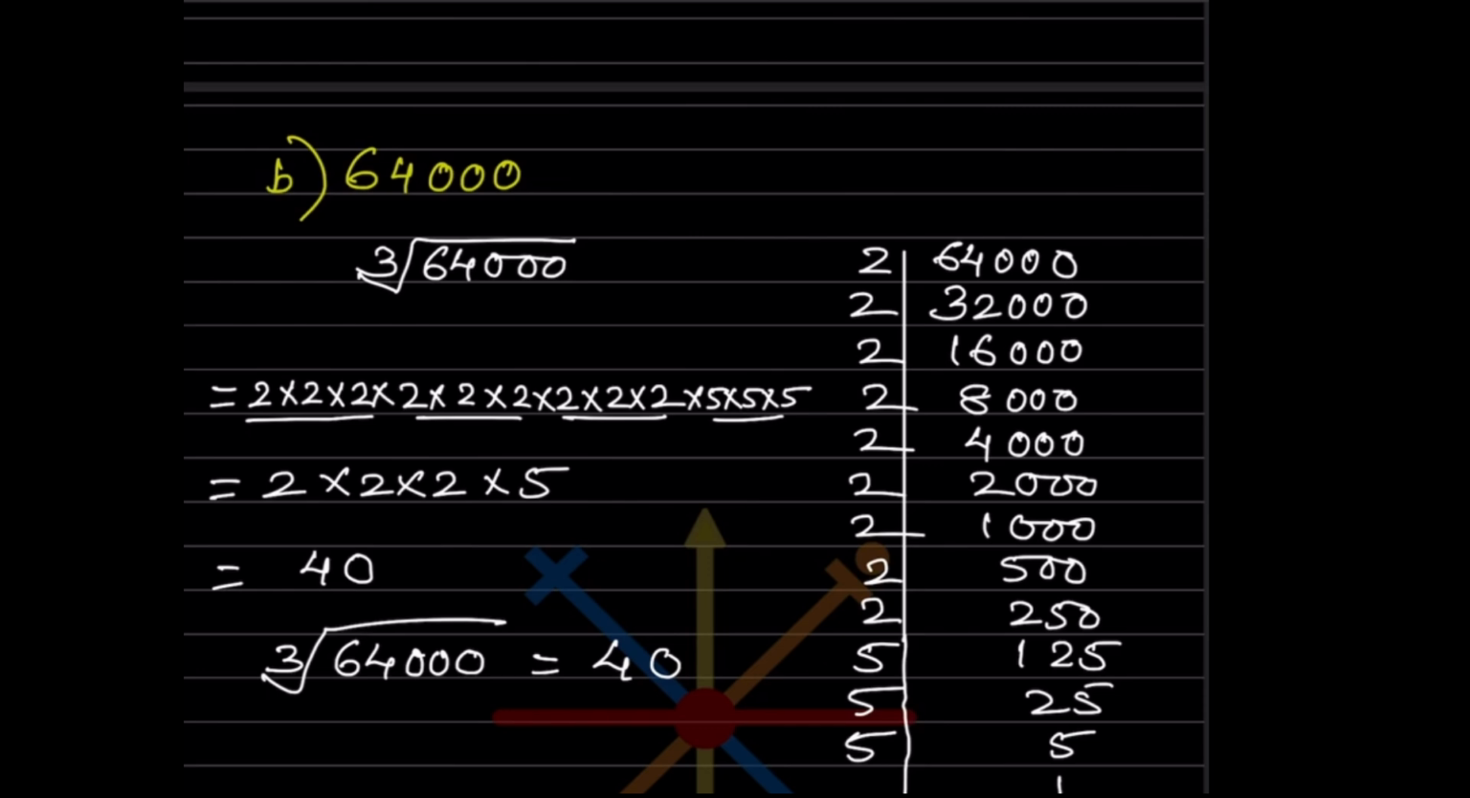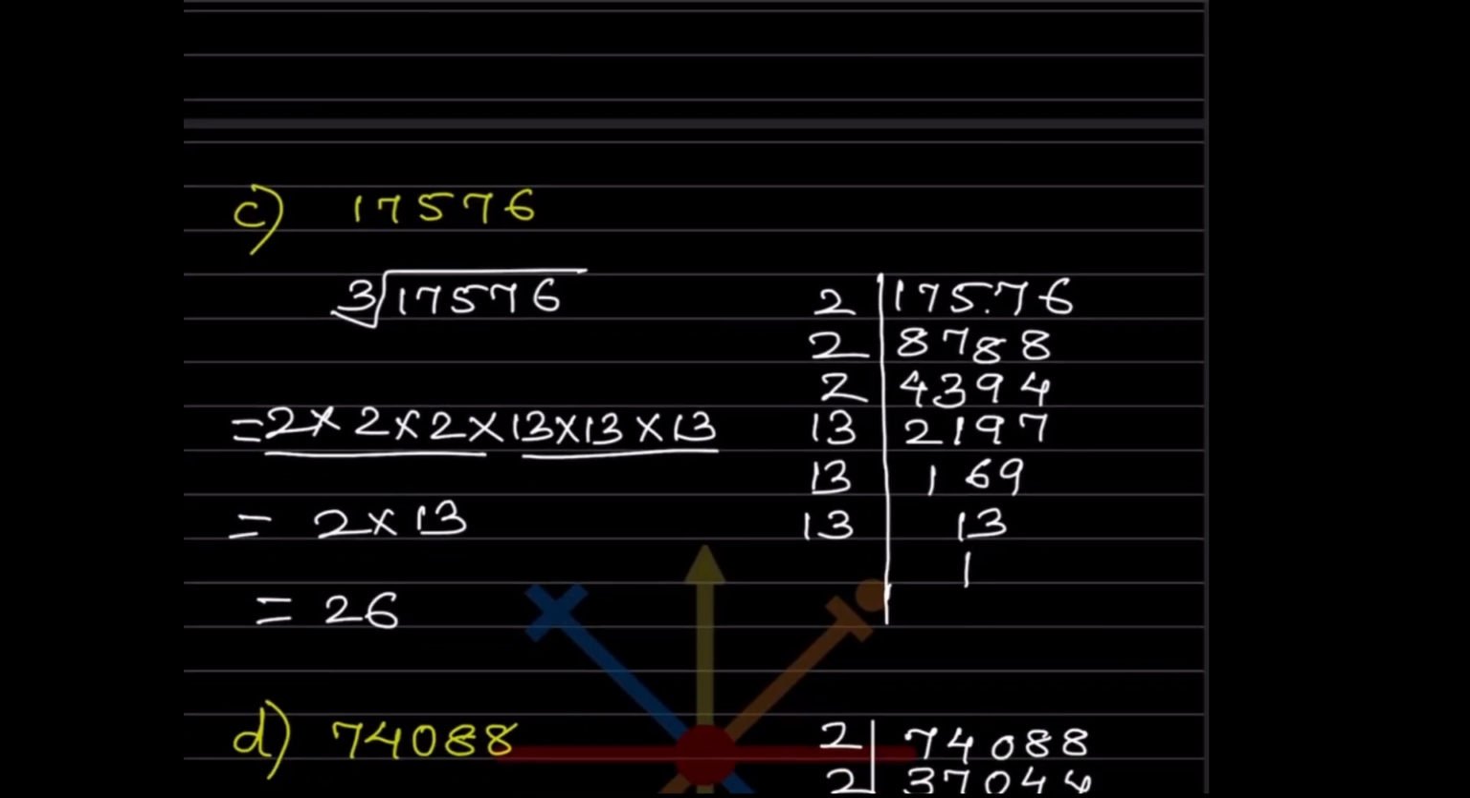We can also cross check. We will multiply 40 times 40, so this is going to be 1600. Again 1600 we are going to multiply by 40, that means 40 into 40 into 40. So that should be 64,000. This is to cross check.